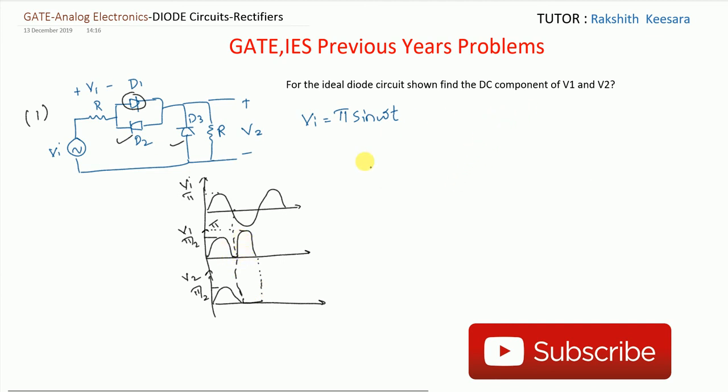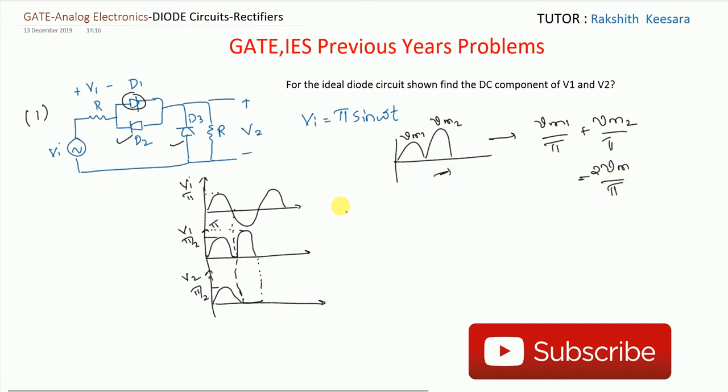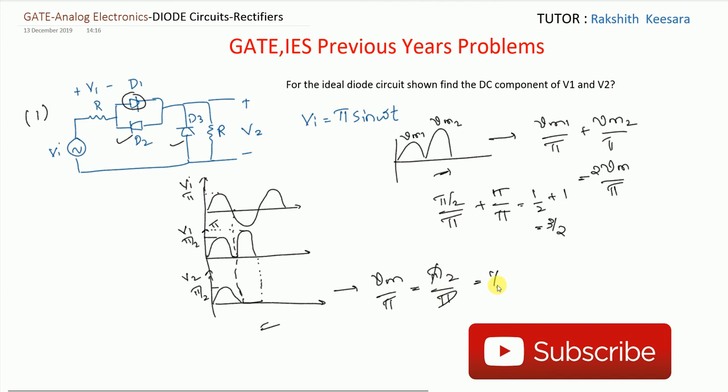He is asking us to find the average value of V1 and the average value of V2. If it is having two different peaks, let them be Vm1 and Vm2. Then the average value will be Vm1 by pi plus Vm2 by pi. If Vm1 equals Vm2, then the average value will be 2Vm by pi for a full wave rectified waveform. So what is the average value here? Pi by 2 by pi plus pi by pi. So the answer is 1 by 2 plus 1, that is 3 by 2. Coming here, the average value is only Vm by pi because it is a half wave rectified waveform. So that is pi by 2 by pi. The answer is 1 by 2 volt.